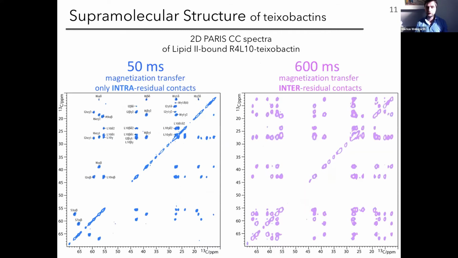Next, we wondered about the supramolecular arrangement of tioxobactin in the complex. Therefore, we again acquired beautifully resolved 2D carbon-carbon spectra, blue with a short magnetization transfer time, and magenta with a long carbon-carbon magnetization transfer time. With a short transfer time, we only see intra-residual contacts within the same residue. With a long transfer time, we observe inter-residual contacts over many residues.